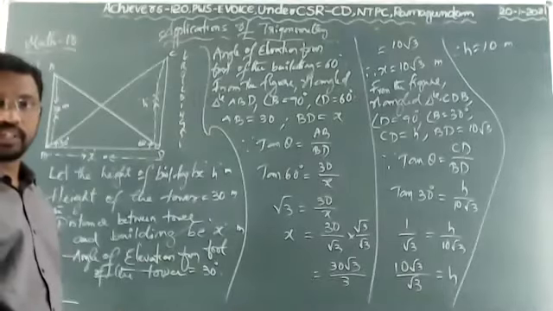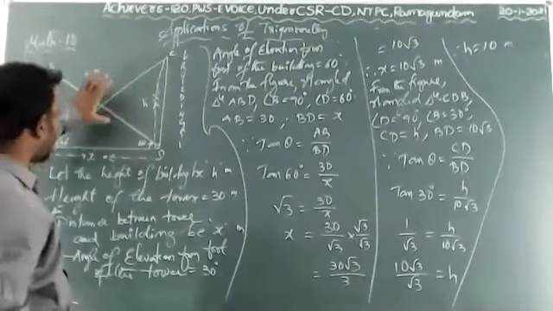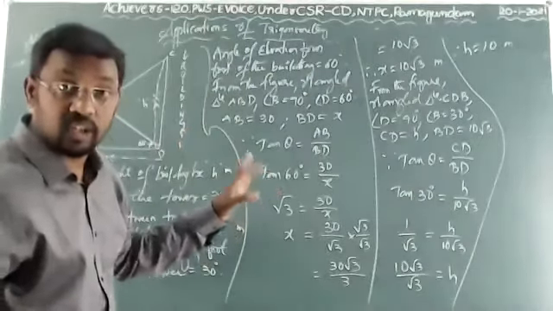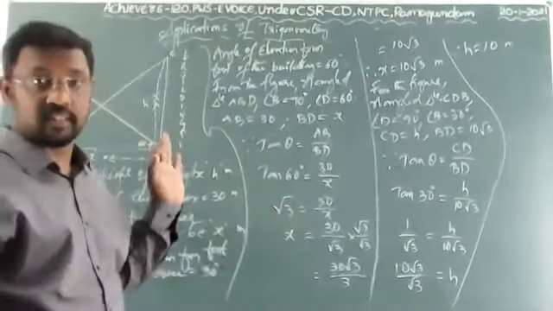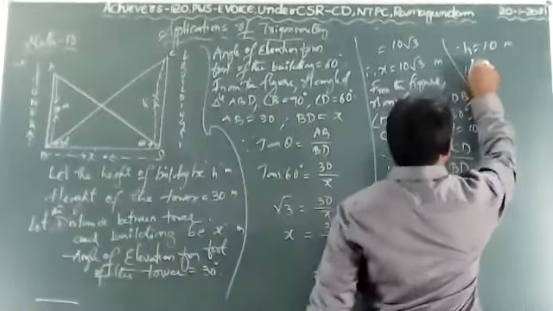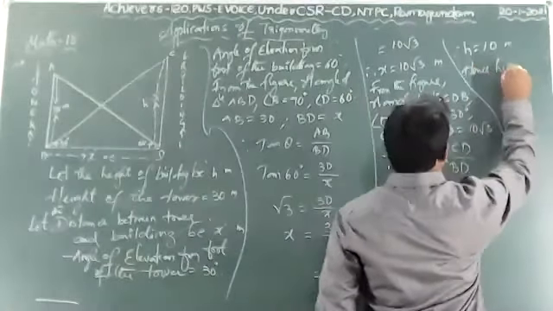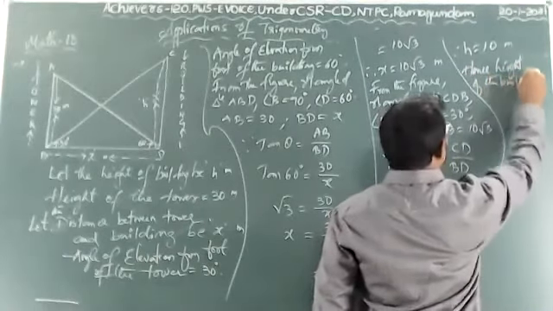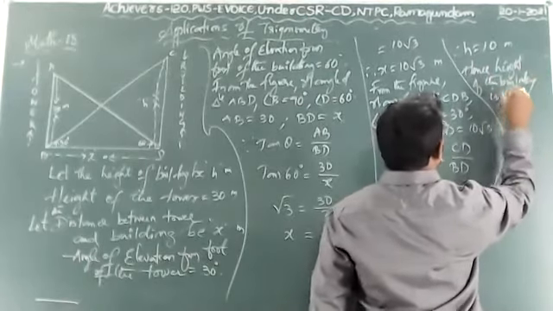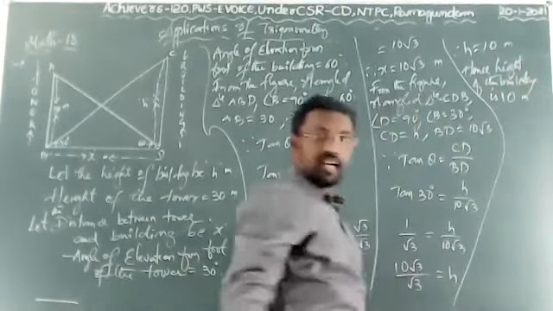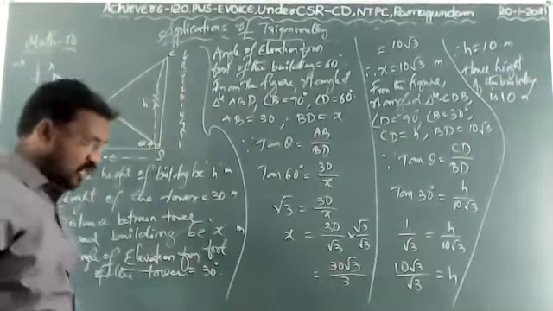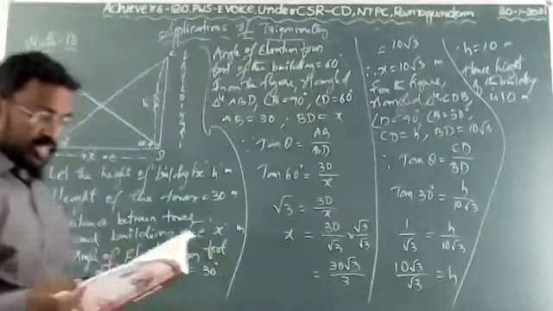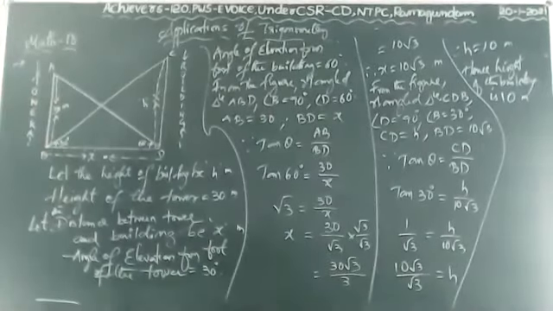How very easy the solution came! If you draw the figure like this and write the statements very clearly, the solution part will be very easy. Hence, the height of the building is 10 meters. He is asking only for the height. Yes, the height of the building is 10 meters.